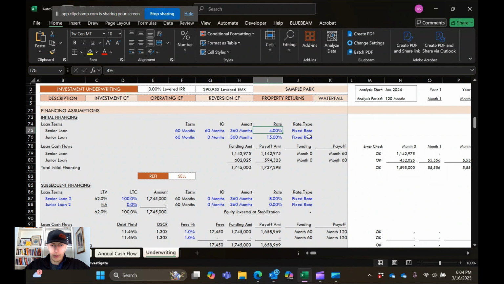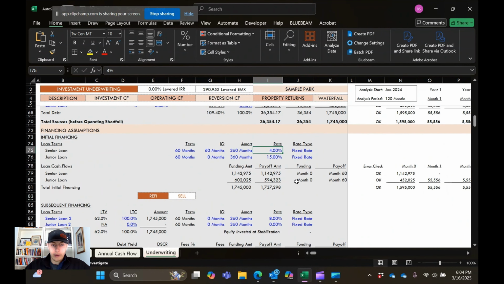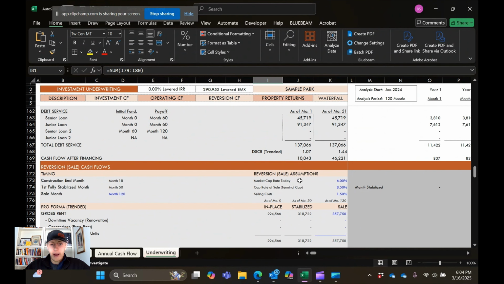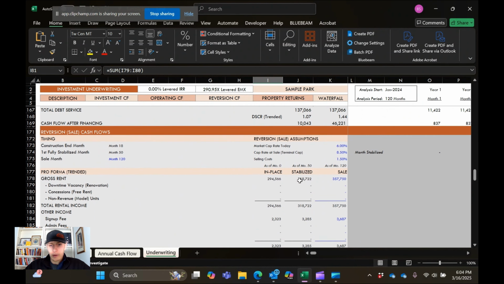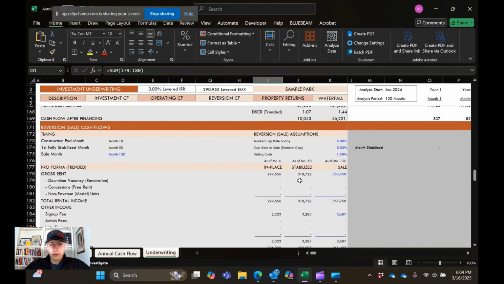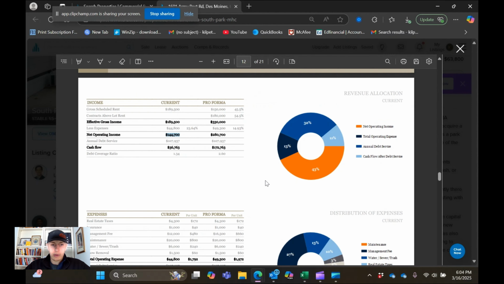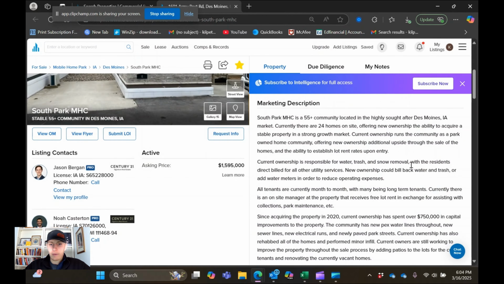That 15 and that 4 on $1.7 million, right? So honestly, it's not bad. This isn't a bad deal at all. I'd probably shoot an offer out. 6 cap, extremely low.